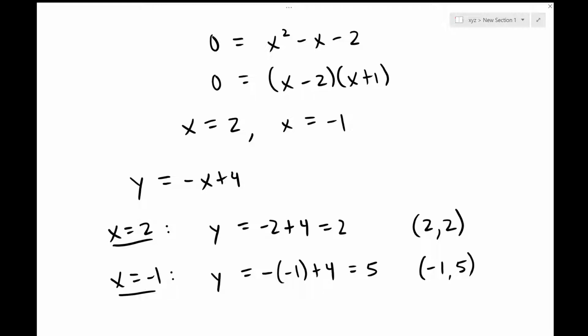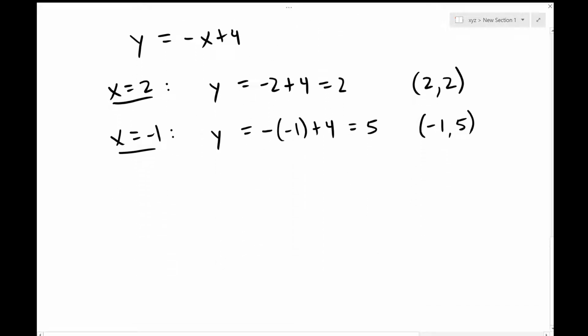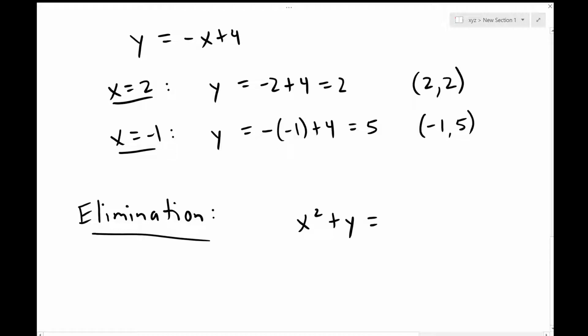Okay, so we could also solve this system by elimination, as I mentioned. We don't have to do substitution. We could use either method. So if I were going to do elimination, I would actually want to go back to the original way that the system was written. So remember we said that x squared plus y is equal to 6, and then we had x plus y equal to 4.